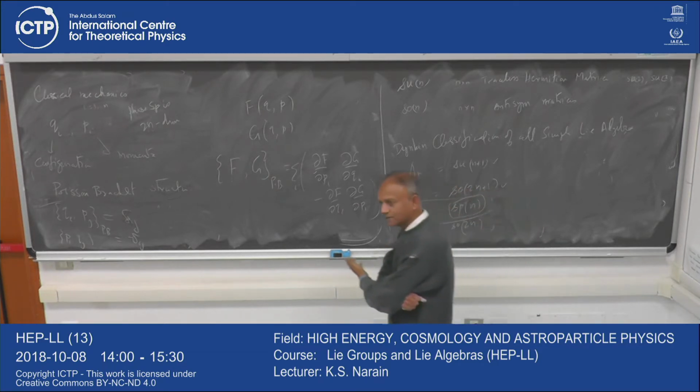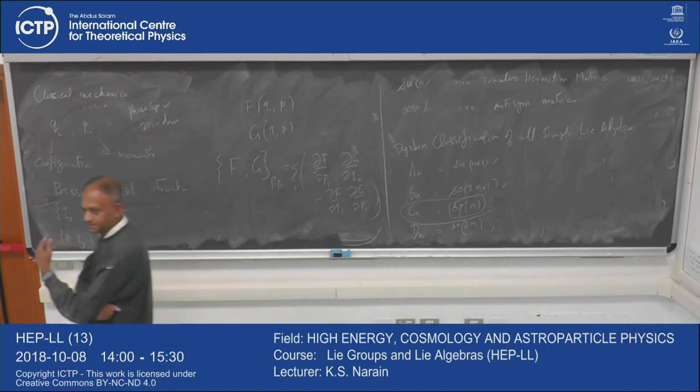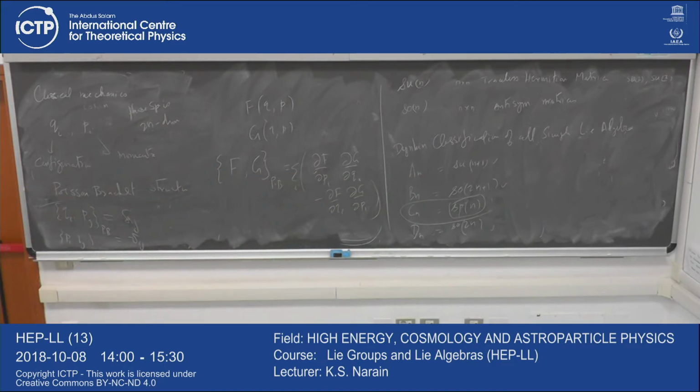And this Poisson bracket is used to define the equations of motion. First of all you construct the Hamiltonian, which is a particular function on the phase space, and you define q dot as nothing else but the Poisson bracket between the Hamiltonian and q, and similarly p dot is the Poisson bracket between H and p. This is one way of attacking the classical problem. Instead of the Lagrangian formulation, you have this Hamiltonian formulation.